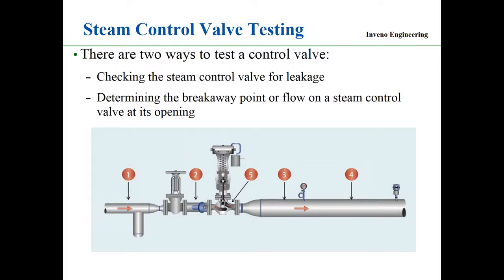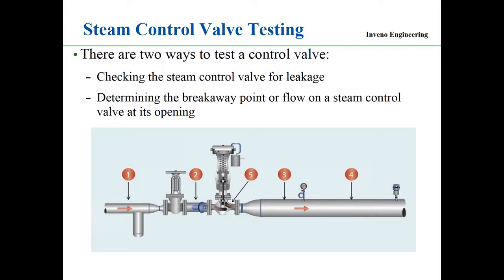The same as an isolation valve. I'm going to be doing test points 1, 2, 5 at the discharge point, 3 and 4. So on here they labeled 1 and 2 upstream, 3 and 4 downstream, and then went to 5 to the discharge side of the valve.